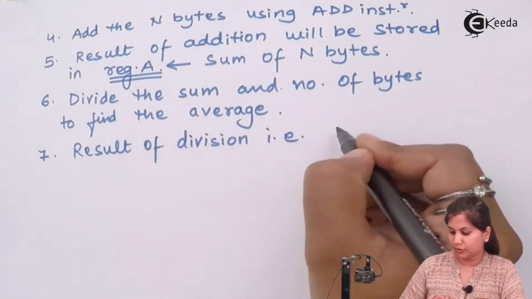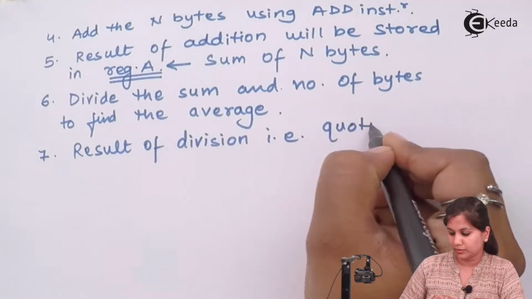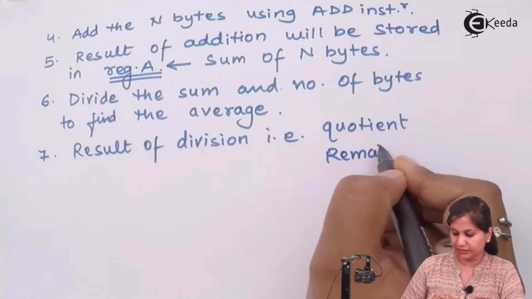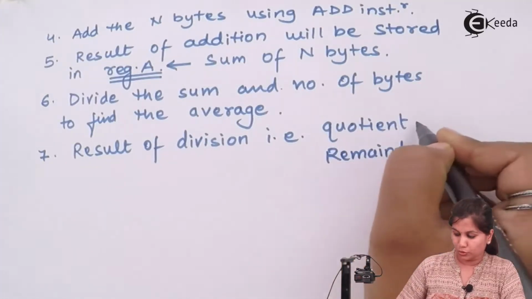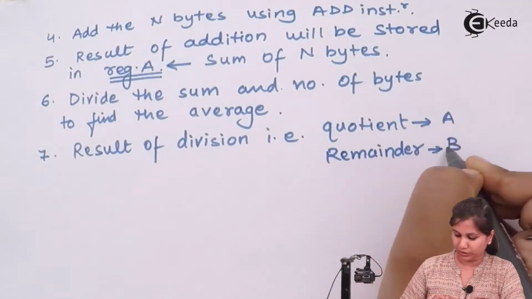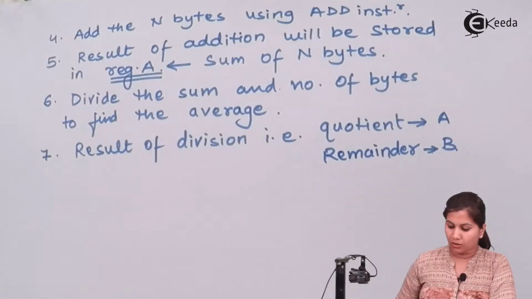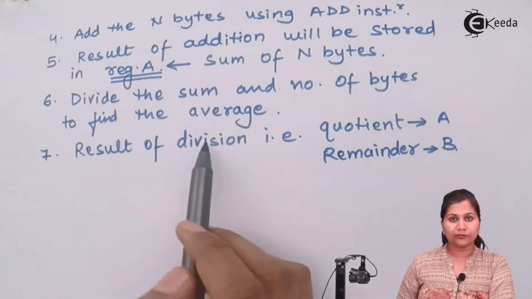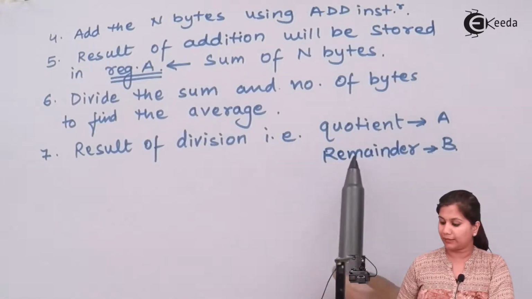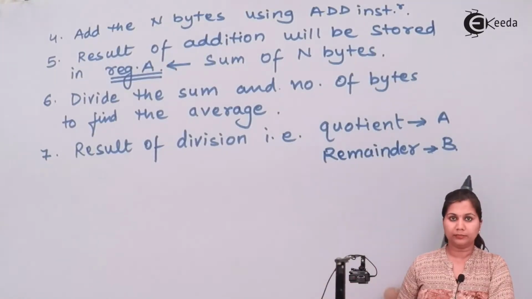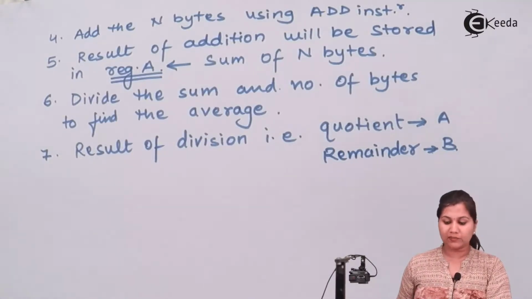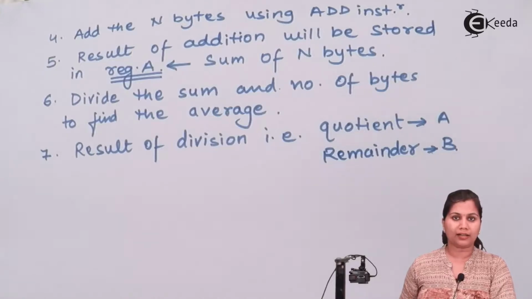that is quotient and remainder. Two things will be generated. So quotient will be stored in the A register and remainder will be stored in the B register. So the result of the division will be quotient and remainder. Quotient will be stored in A and remainder will be stored in register B. So these are the steps which we will follow, and in this way we are going to find the average.